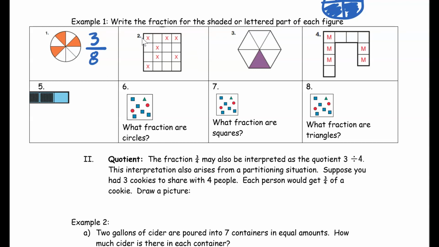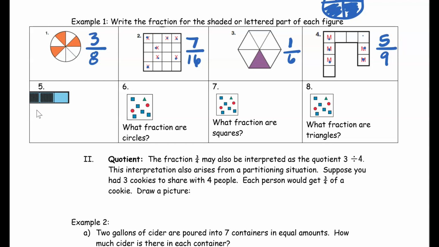For 2, we're going to write the fraction of x's. There are 16 boxes in the picture, so 16 is going to be the denominator, and there are 1, 2, 3, 4, 5, 6, 7 x's. So we write a 7. For number 3, it looks like there are 6 pieces all together. 1 is shaded, so the purple represents 1/6 of the whole. And then for 4, it looks like there are 1, 2, 3, 4, 5, 6, 7, 8, 9 squares total, and then 1, 2, 3, 4, 5 M's. So 5/9 is the picture that's shaded with M's.